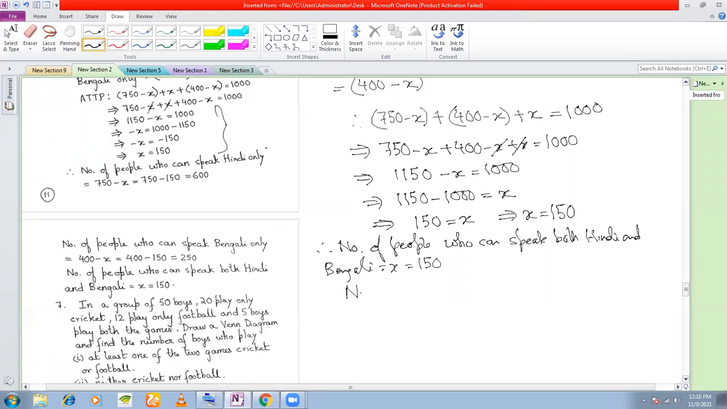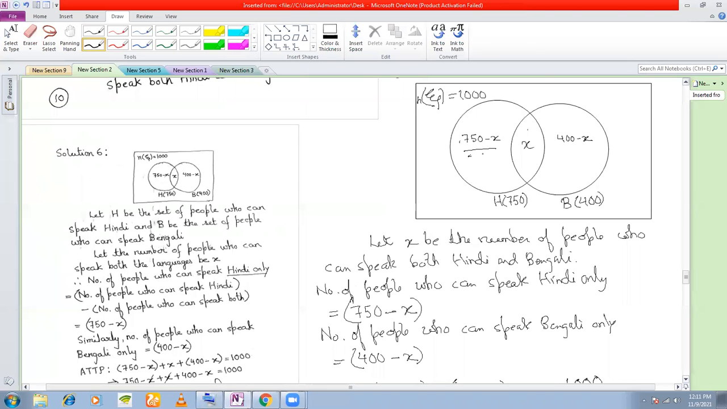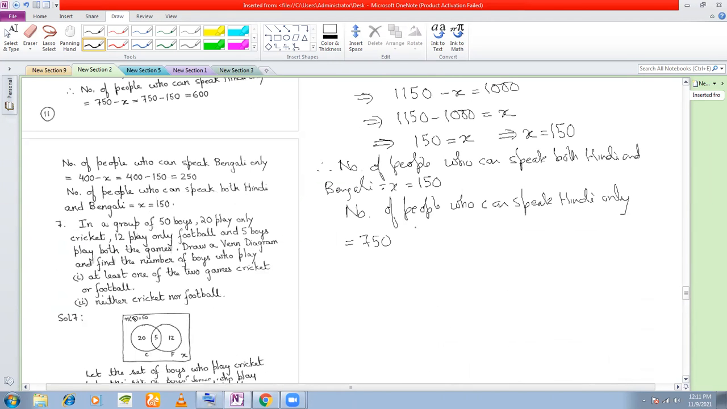Also, the question was how many can speak Hindi only? Number of people who can speak Hindi only is equal to 750 minus x, right? This one. This represents number of people who can speak Hindi only. 750 minus x, which is equal to 750 minus 150, which is equal to 600, right?